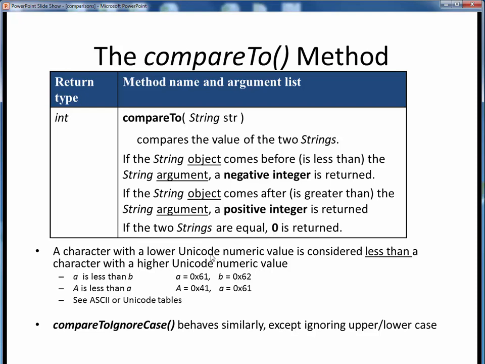To make these comparisons, this method relies upon the Unicode numeric character codes for each character. It checks the two strings character by character until some difference is found, and then returns a result based on that numeric character comparison. For example, here are the ASCII and Unicode values for lowercase a and b. So we'd say that a is less than b. Then here are the ASCII and Unicode values for uppercase and lowercase a. So we say that capital A is less than lowercase a. There's also a companion version, compareToIgnoreCase, which does the same thing, except ignoring any upper-lowercase distinctions.